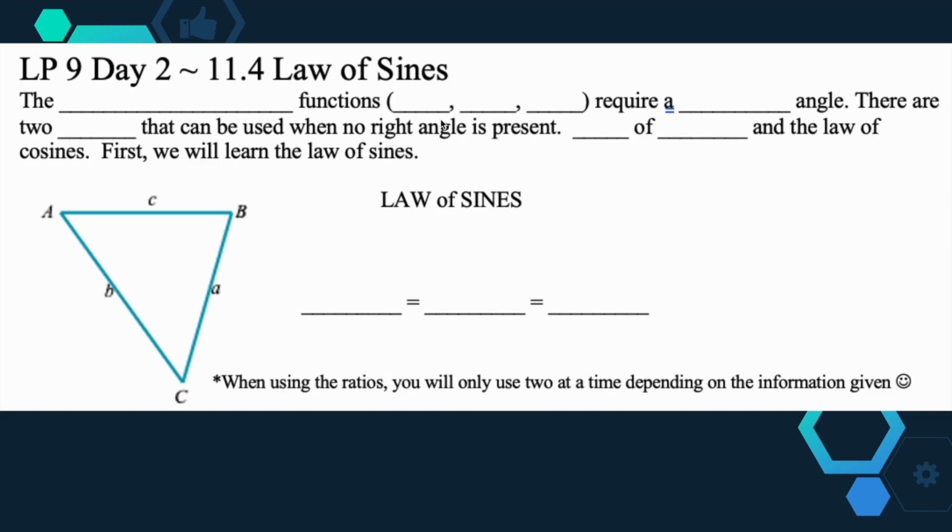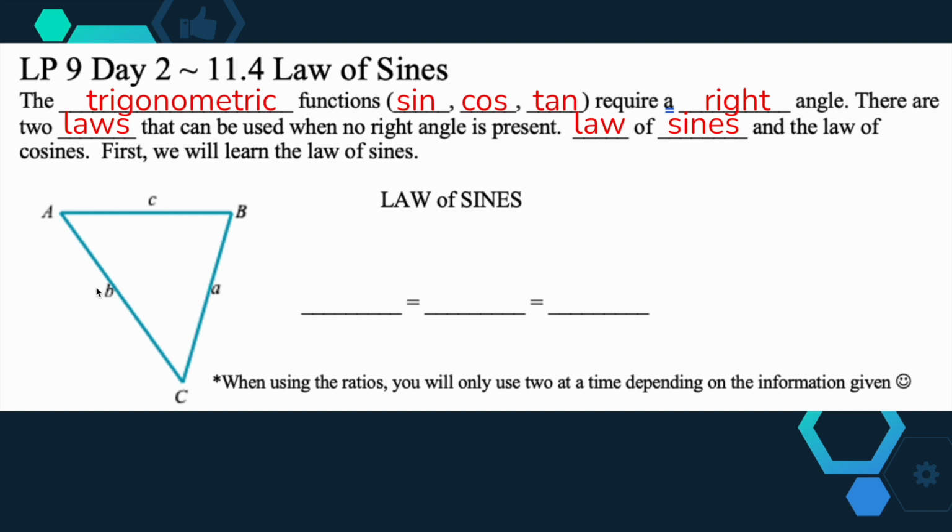All right, so in this video, we're going to take a look at the law of sines. The trigonometric functions sine, cosine, tangent, cosecant, secant, and cotangent require a right angle. There are two laws that can be used when no right angle is present. We have the law of sines and we have the law of cosines. First we're going to learn about the law of sines.